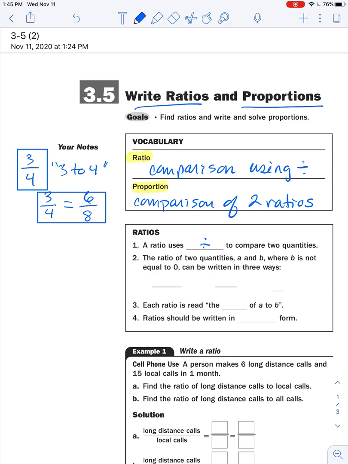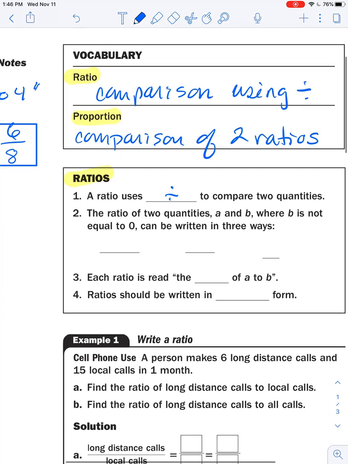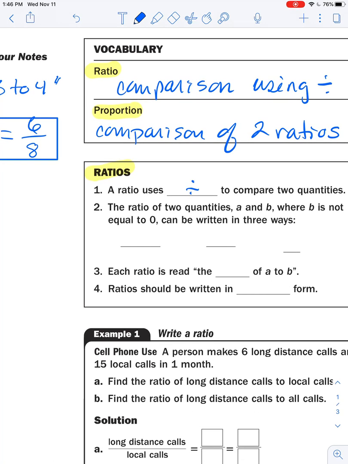So a ratio uses division to compare two quantities. That's what I was talking about up there. But it also can be written a couple of different ways. So the ratio of two quantities, A and B, where B is not equal to 0, and this is only because you can't divide by 0, so don't worry too much about this part, can be written in three ways. You would say A to B, so a ratio of A to B.